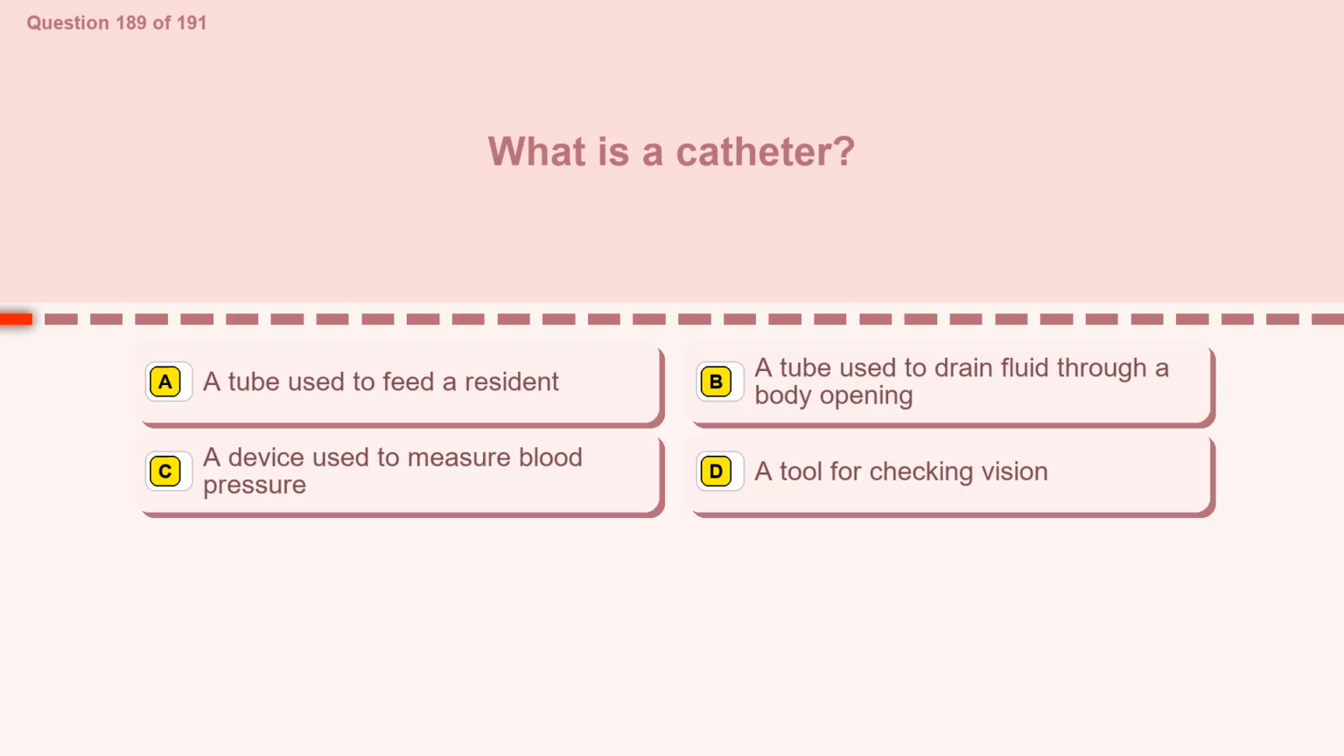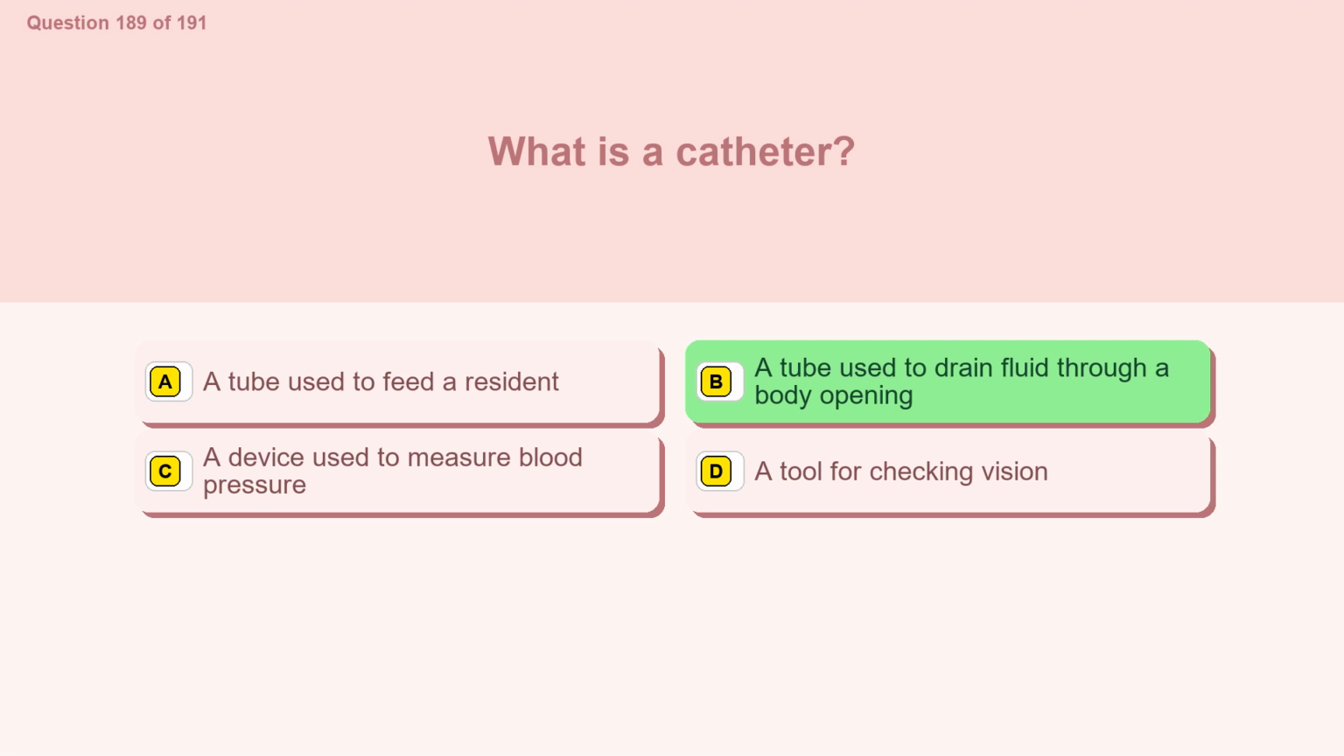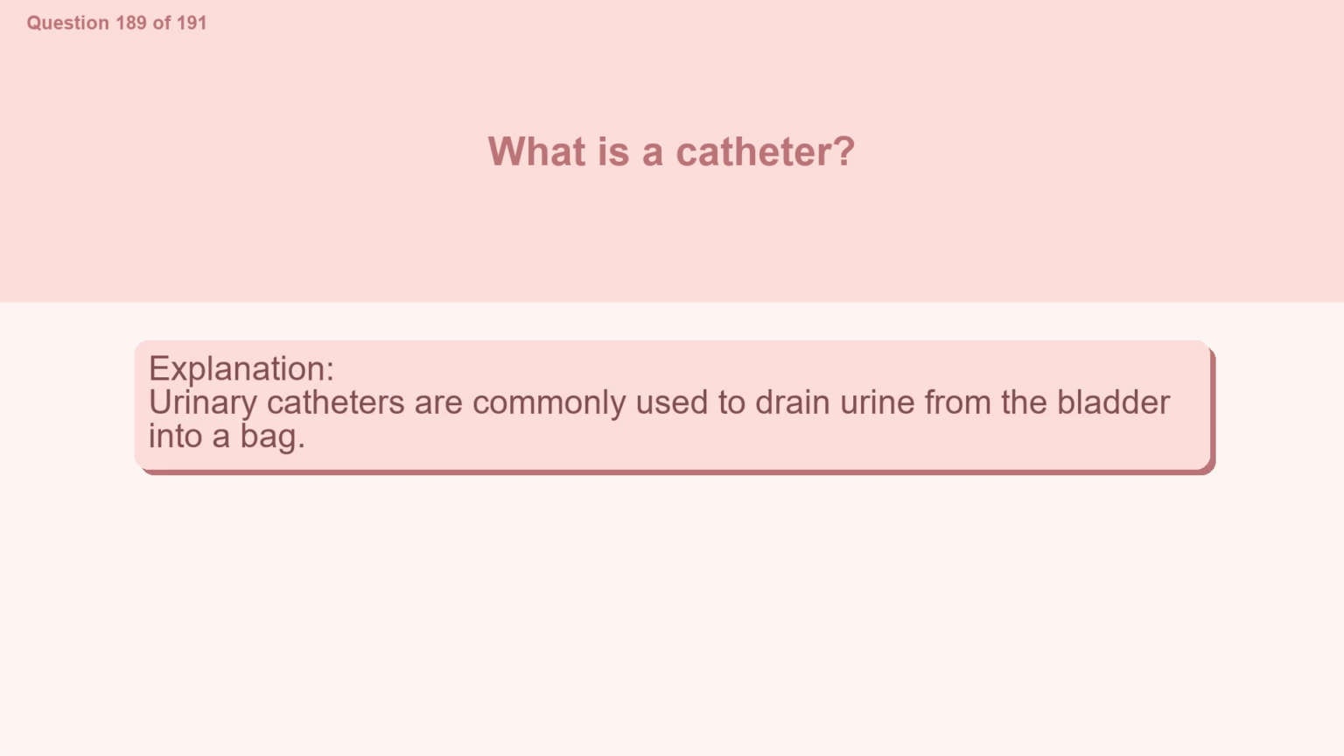Question 189. What is a catheter? Option A, a tube used to feed a resident. Option B, a tube used to drain fluid through a body opening. Option C, a device used to measure blood pressure. Option D, a tool for checking vision. The correct answer is option B, a tube used to drain fluid through a body opening. Urinary catheters are commonly used to drain urine from the bladder into a bag.